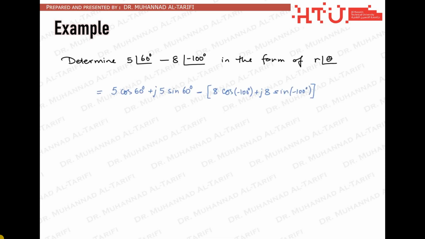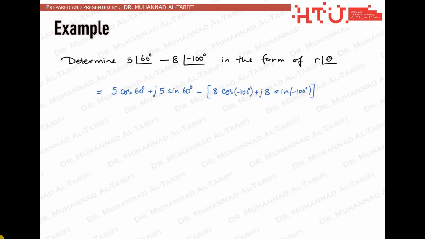In this example, we need to determine 5 at the phase of 60 degrees minus 8 at the phase of minus 100 degrees and represent the outcome in polar form r at the phase of theta. To apply the subtraction operation, both numbers must be first transformed to rectangular forms. We actually learned this in a previous video.